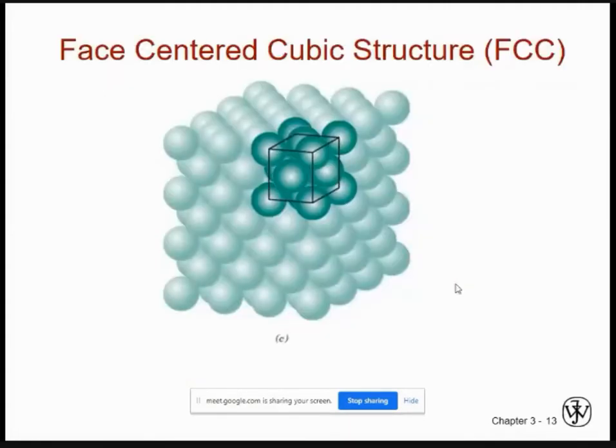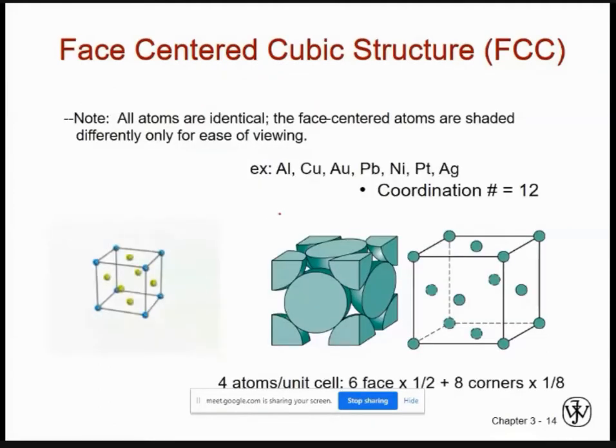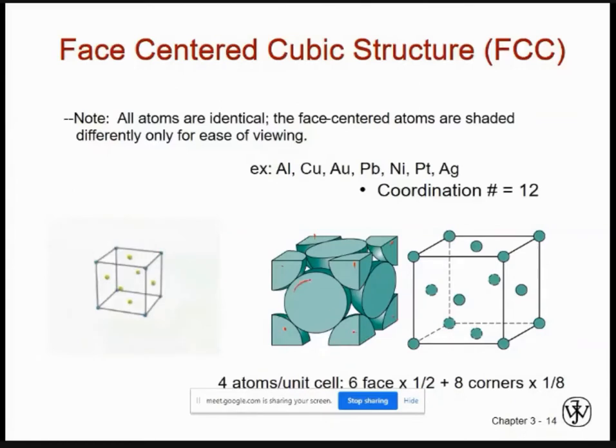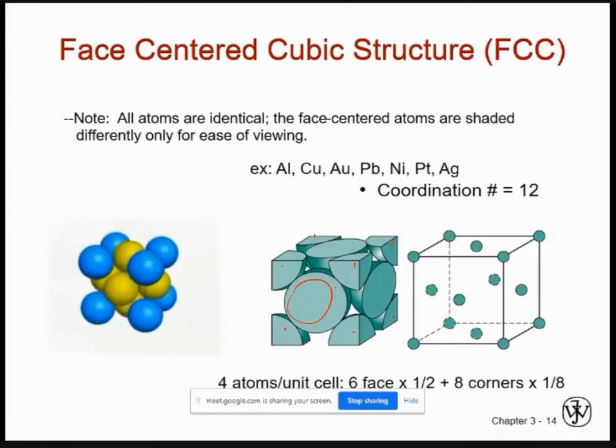The face-centered cubic structure. This cube over here represents the total structure for face-centered cubic structured elements. Let's analyze it in detail. As you see, we have 8 corner atoms, and at each face we have 1 atom. So 6 atoms at the faces, 8 at the corners.